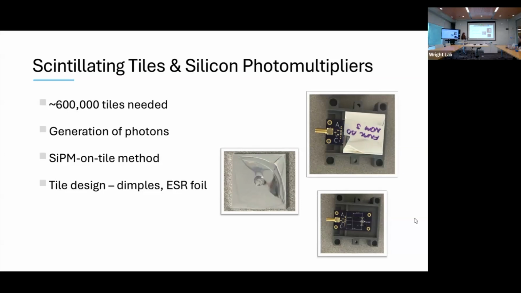So the design of the scintillating tiles: they're plastic injection molded tiles with a dimple within them. The previous design used wavelength shifting fiber, but those were really difficult to manufacture. So the design was switched to these. They also have an enhanced specular reflector foil, which allows for all that light to be contained. And essentially what happens is any incoming particles hit this dimple, which is sitting on top of a silicon photomultiplier in the SiPM-on-tile method. And so when the particles hit the tile, that generates photons that are then read out by the SiPM.